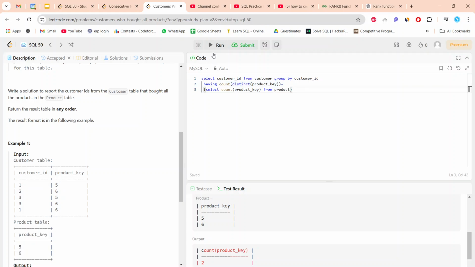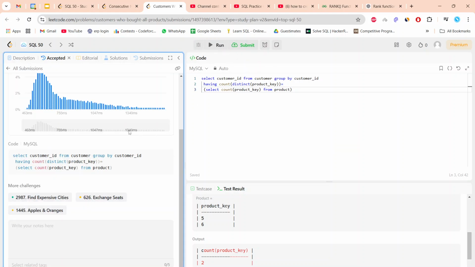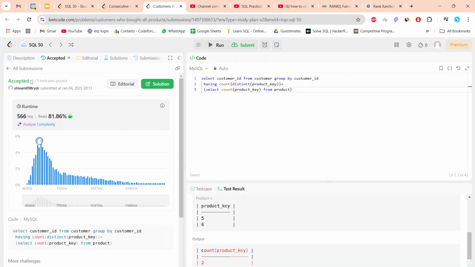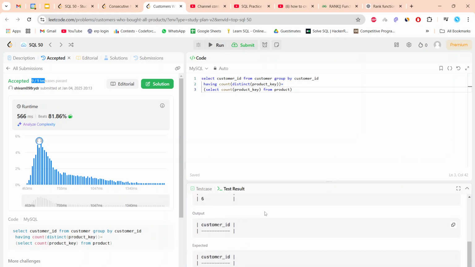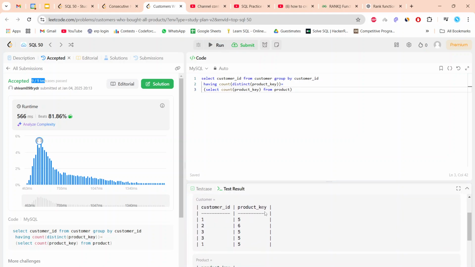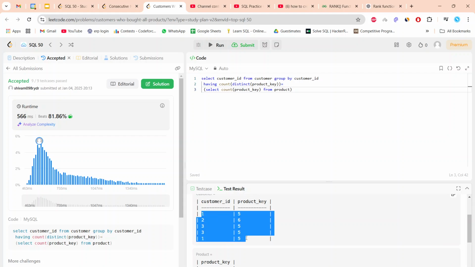Now, let us run this query and see if it is running properly. Yes, it ran properly and all the test cases have been accepted. I'll also show you the output by running this test case. For this particular test case, there was no customer who has bought both the products. For example, customer ID 1 has bought 5 and again he has bought 5. For 3 also, he has bought 5.